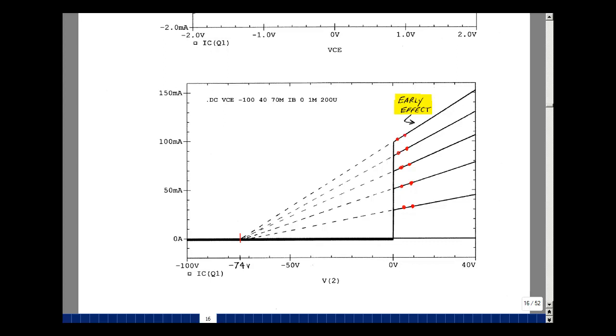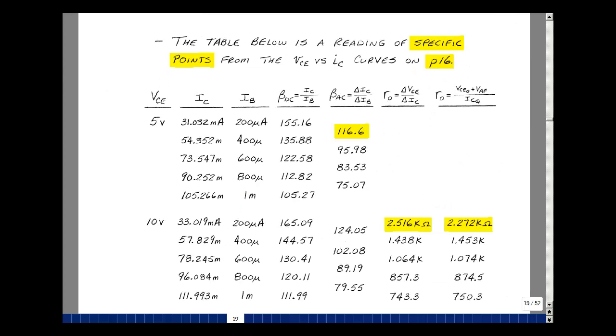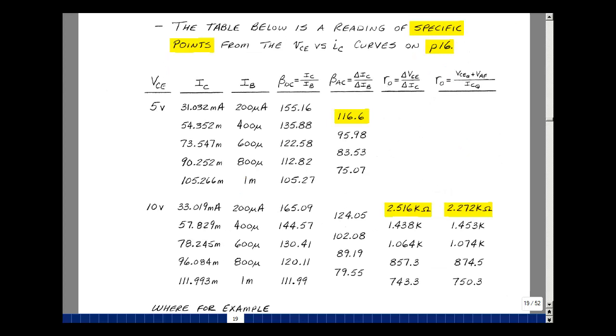Let's go back to page 19. And I read these with the cursor, so I read them as accurately as I could. These are the values of collector currents I had for different values of base current at 5 volts, and then doing the same thing again at 10 volts.